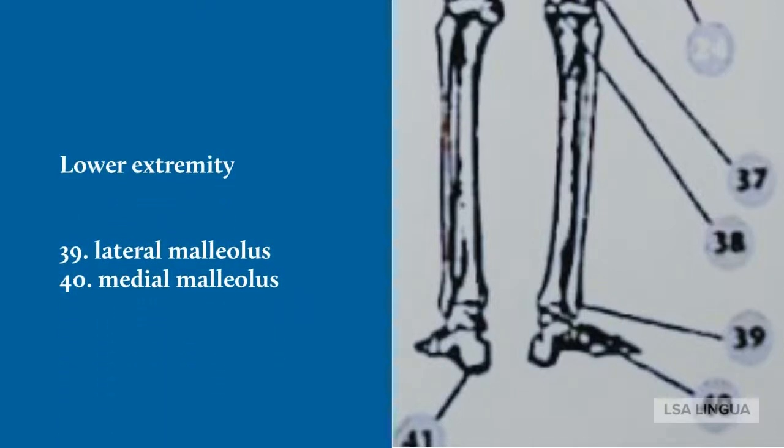In 39 and 40, we see the lateral malleolus and the medial malleolus. A malleolus is one of either of the inner or outer bones of the ankle. The medial malleolus is the prominence on the inner side of the ankle formed by the lower end of the tibia. The lateral malleolus is the prominence on the outer side of the ankle formed by the lower end of the fibula.